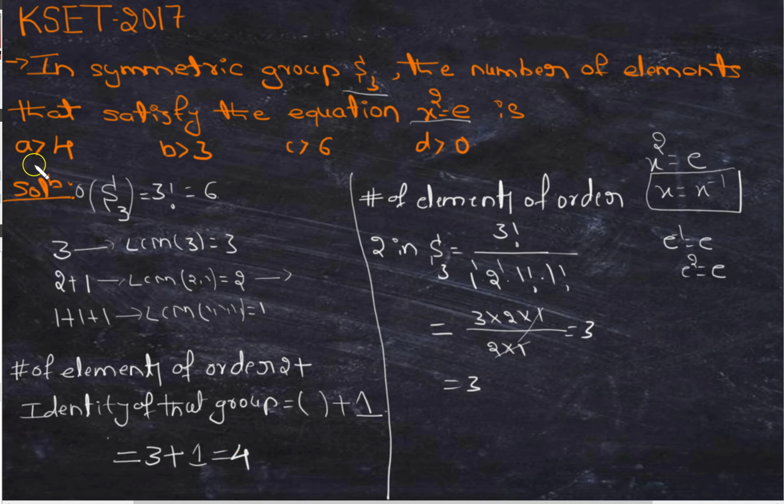Now we check the options. In option A, 4 is there. This is the right answer. Therefore option A is correct. Using this method, or one more method, by writing the elements of the group, we can check it.